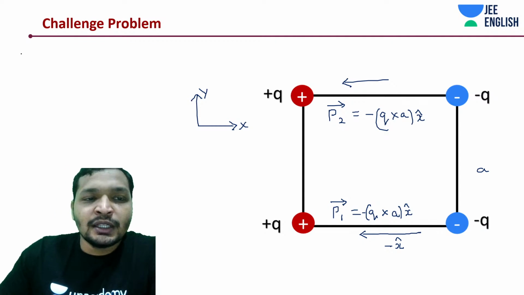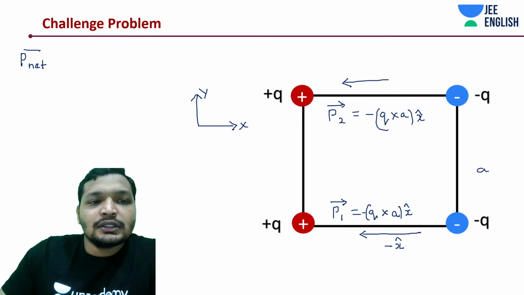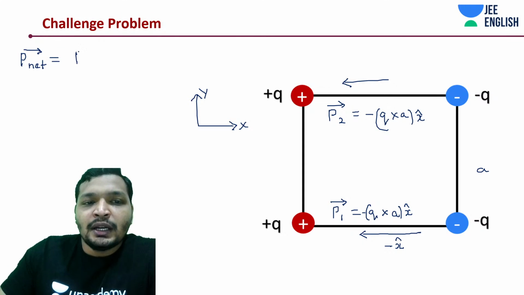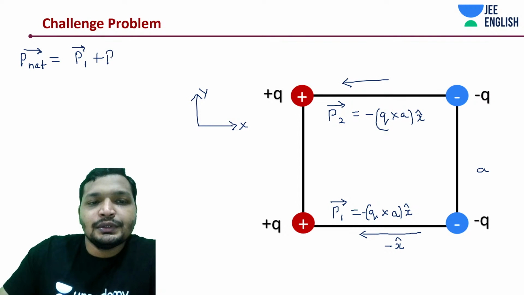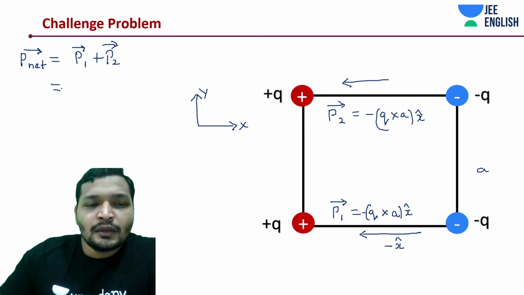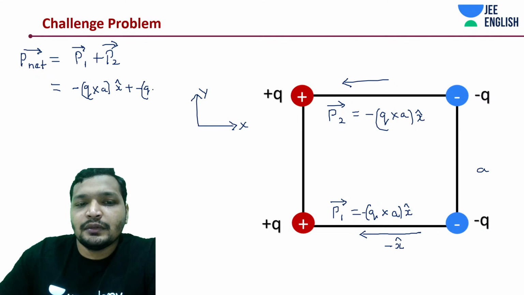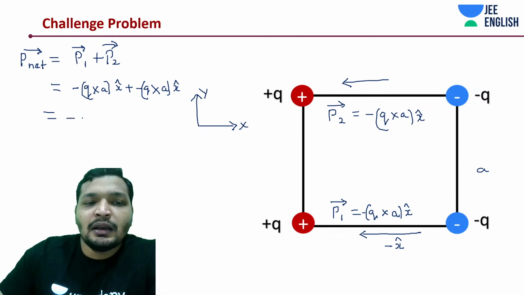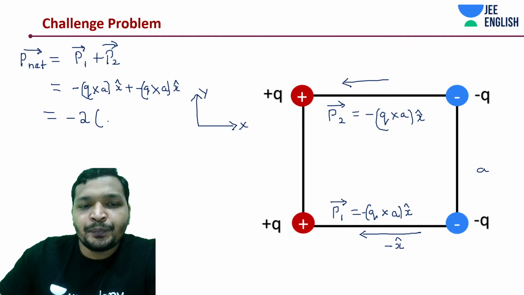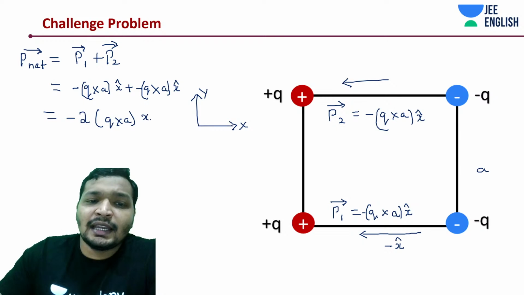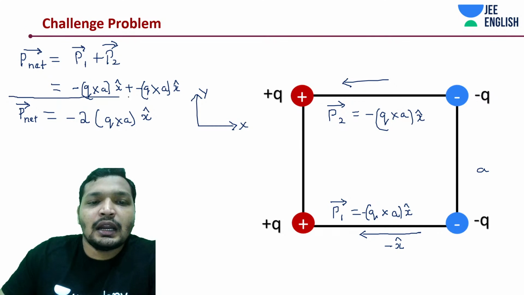What is the net dipole moment, students? Net dipole moment is going to be P1 plus P2. How much do you get this to be? Minus q into a into x cap, plus again minus q into a into x cap. The minus sign does not disappear anywhere. How much does this come out to be? Minus 2 into q into a into x cap. This is the net dipole.